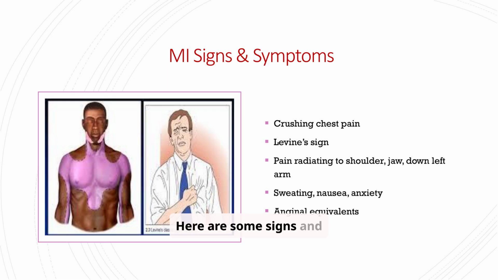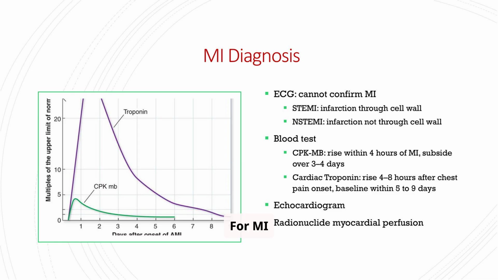Here are some signs and symptoms of MI. These include crushing chest pain, Levine's sign, pain radiating to the shoulder, jaw or down the left arm, sweating, nausea, anxiety, and anginal equivalents. For MI diagnosis, cardiac troponin is a key marker.